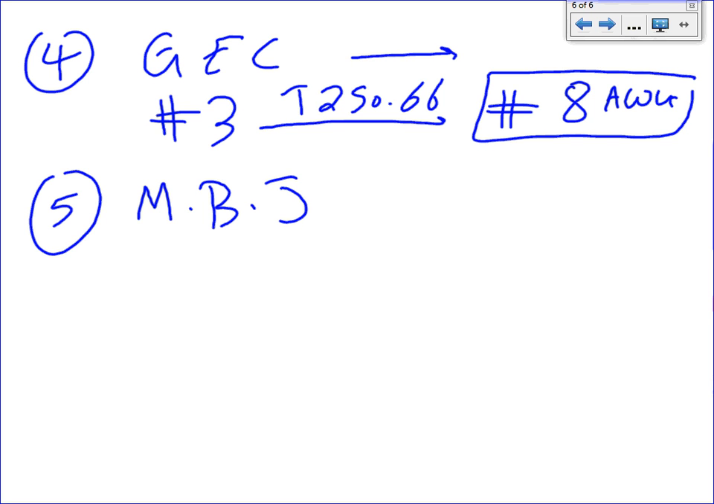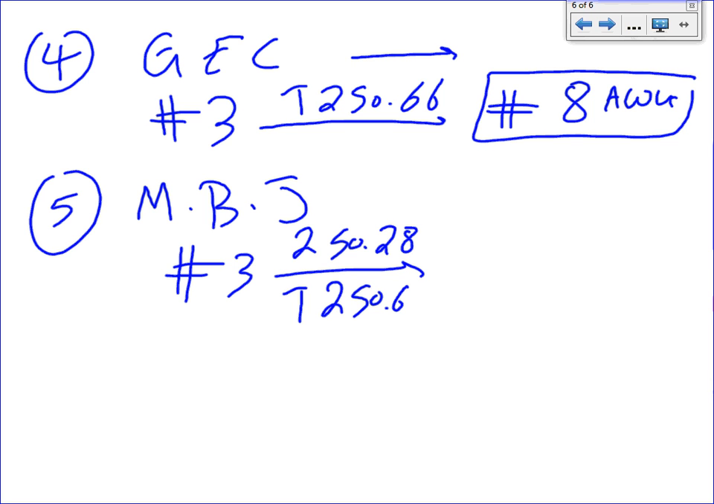By the way, I'm assuming all these are services, guys, not panels. Services, meaning coming from Xcel Energy to the shop and feeding strictly these loads. So the same thing: we take the number 3 to Article 250.28. It refers you back to Table 250.66, and that will get you again number 8 AWG.